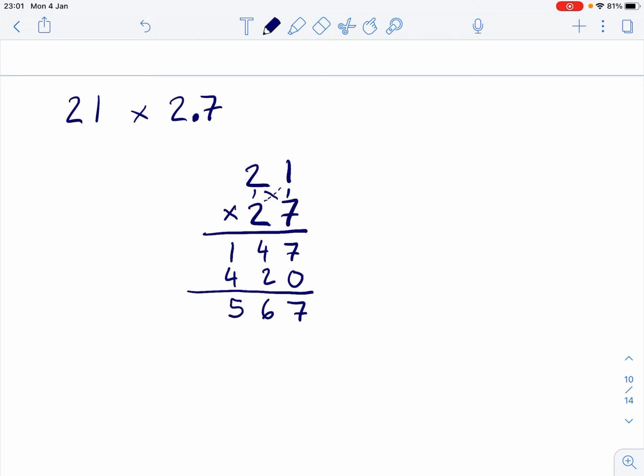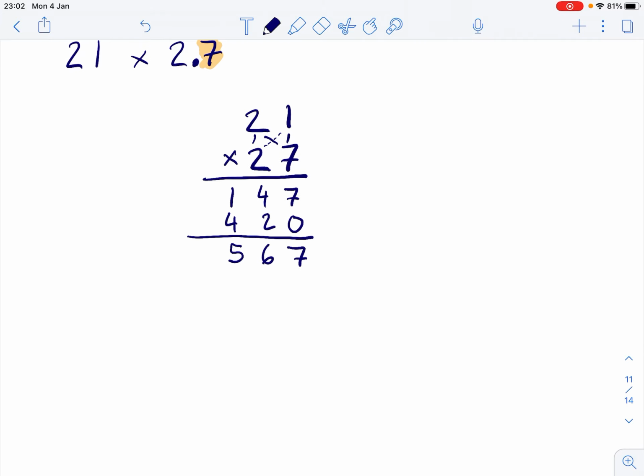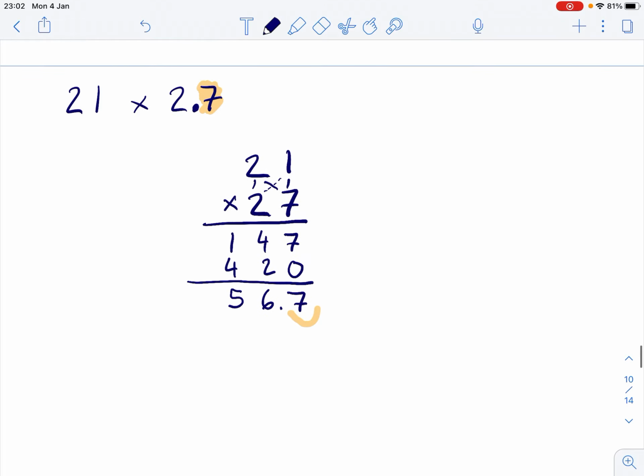Okay, that's what I would get if I did 21 times 27, but I'm doing 21 times 2.7. So the next step, how many decimals are there in the question? Well, there's only 1. So I'm going to go 1 jump in from that last digit. Okay, so my final answer is going to have the decimal here. My final answer is 56.7. But wait, it's not my final answer. I need to sense check this a little bit. So let's do a little bit of an estimation.